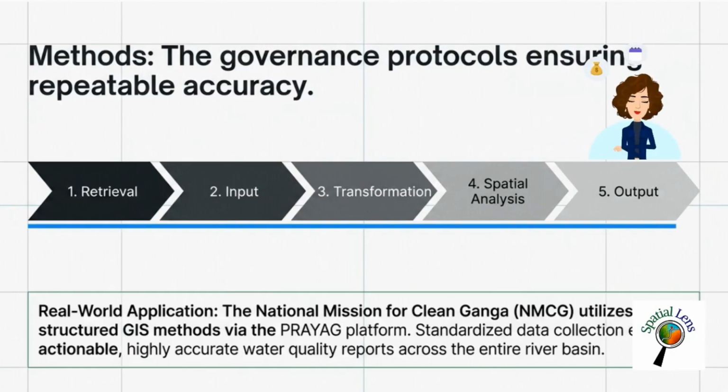The fifth component is methods. Methods refer to the procedures and workflows used to collect, analyze, and manage data. These include standard practices, models, and techniques that ensure consistency and accuracy in GIS operations.